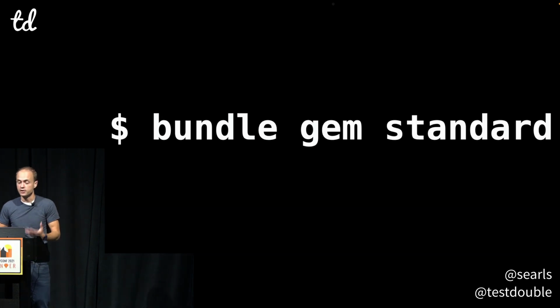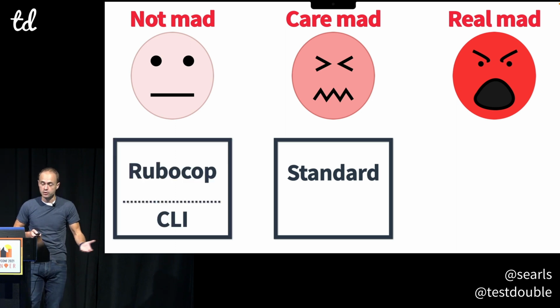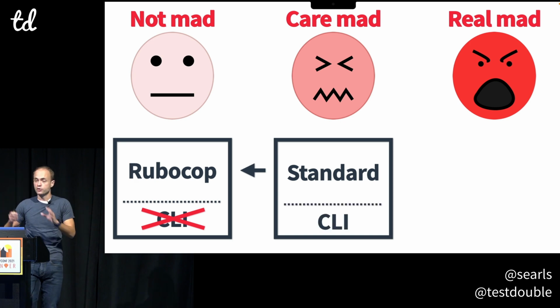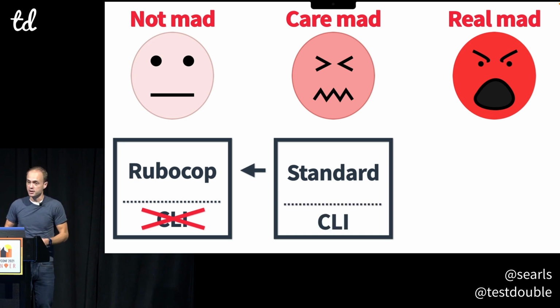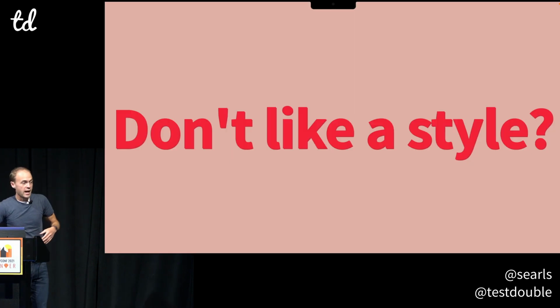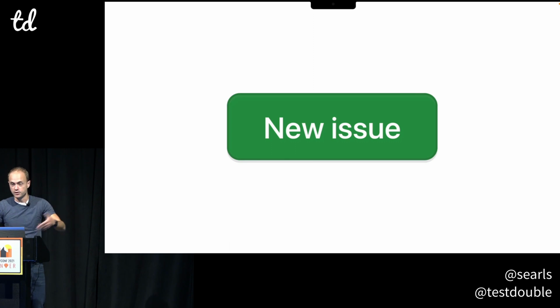So I created a new gem called standard, and what standard does is it truly depends on RubyConf. It uses RubyConf, but it doesn't use its CLI. Instead, it creates its own CLI that just happens to not be configurable. That way you eliminate all of the pointless debates, and you prevent even the real authoritarian and controlling stuff from happening. If you don't like a particular style, instead of changing the configuration, you go to standard's repo and create a new issue, and then we can talk about it together and decide whether or not to change it for everybody.